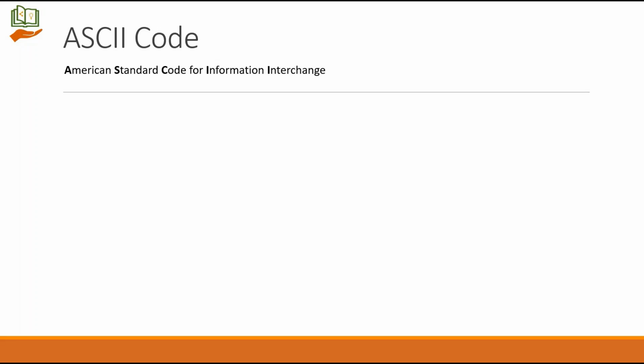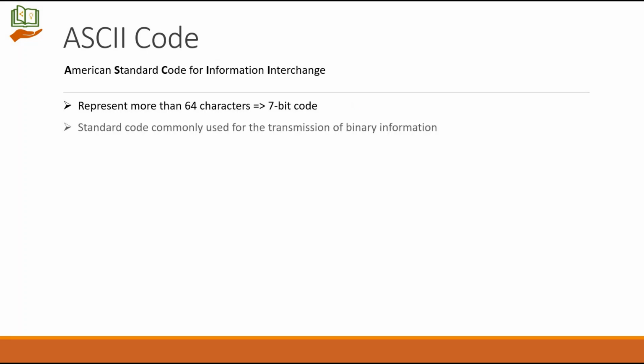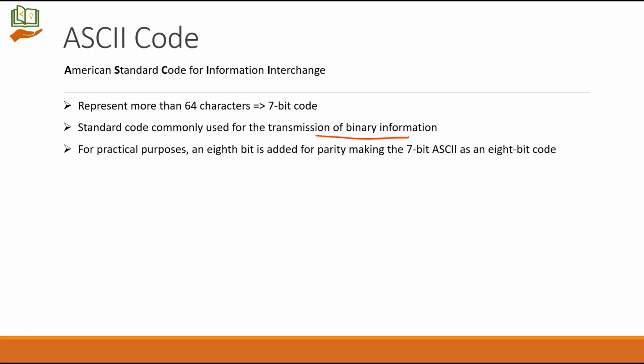Internal code was only used for data processing and not for transmission purpose. When you have the terms information interchange, it means this is used for transmission purpose. This is used to represent more than 64 characters. So we are going to 7-bit code. 2 power 7 is equal to 128. This is the standard code commonly used for the transmission of binary information. For practical purposes, an 8th bit is added for parity, making the 7-bit ASCII code an 8-bit code. So when you are transmitting something, you have to check whether the code has been received correctly. For that purpose, they are adding this parity.